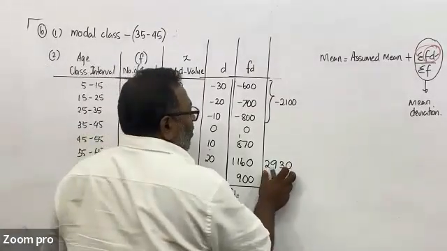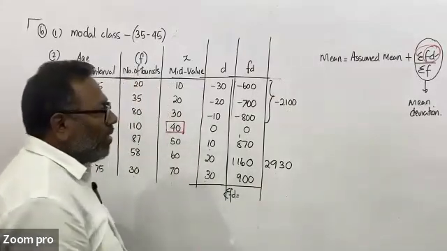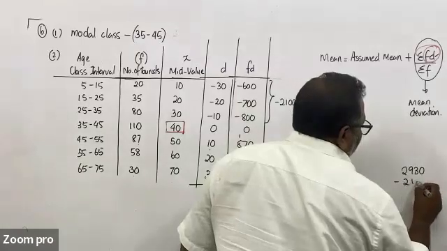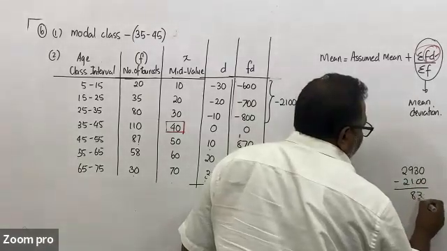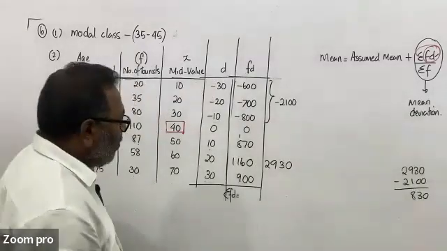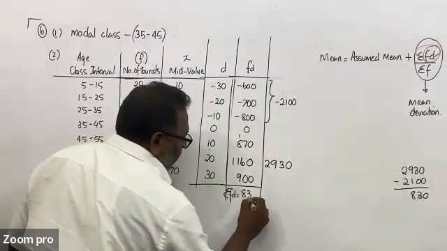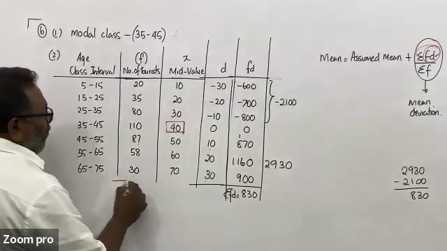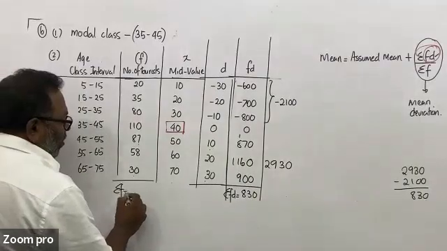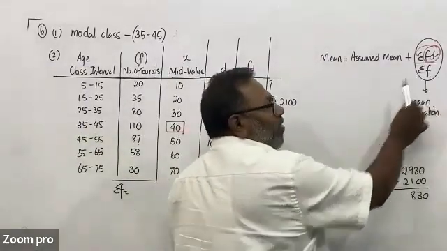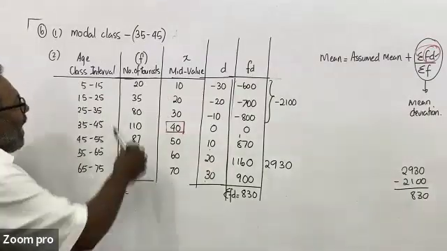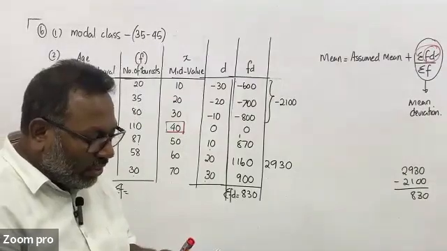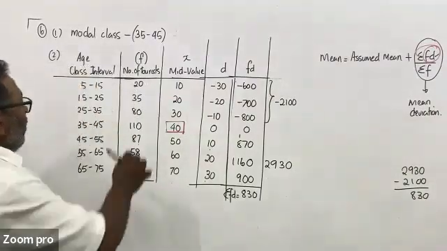Okay, so 2,930 minus 2,100, you have 830. Okay, 830 here. Sum of F we want. Why? We want to find this value also. What is sum of F? Addition of the total number of tourists. Are they giving you total number of tourists? They are not, so we have to calculate.